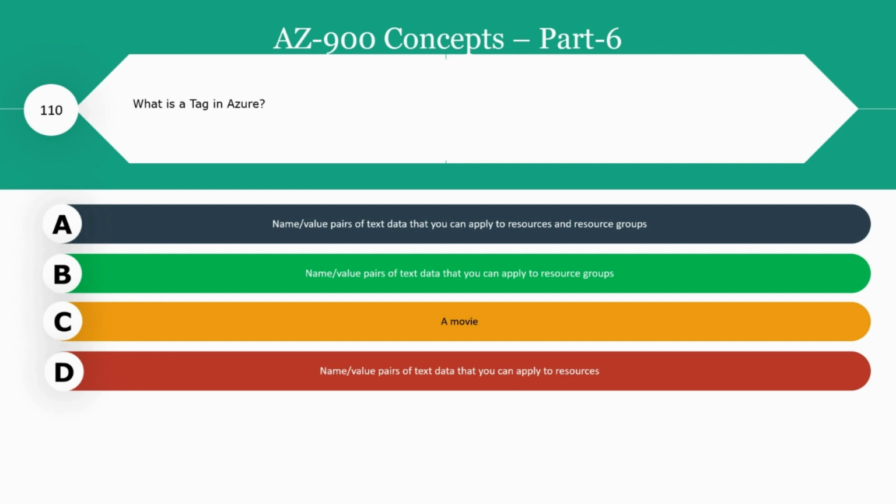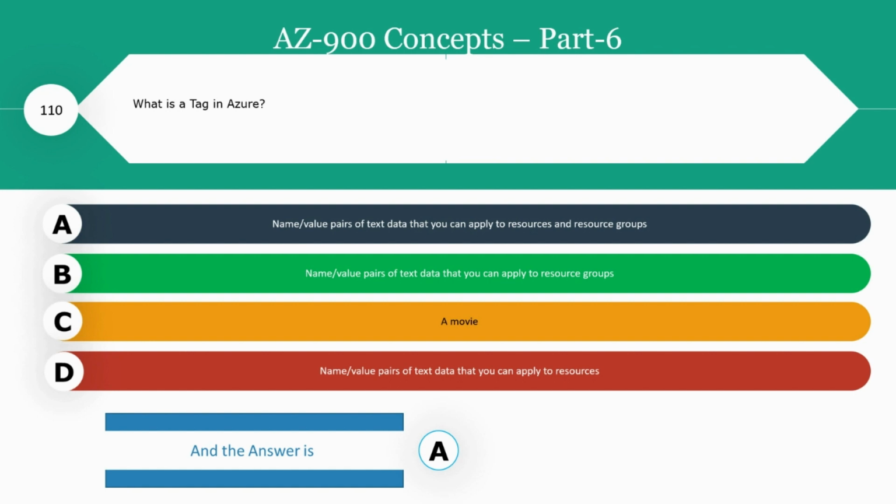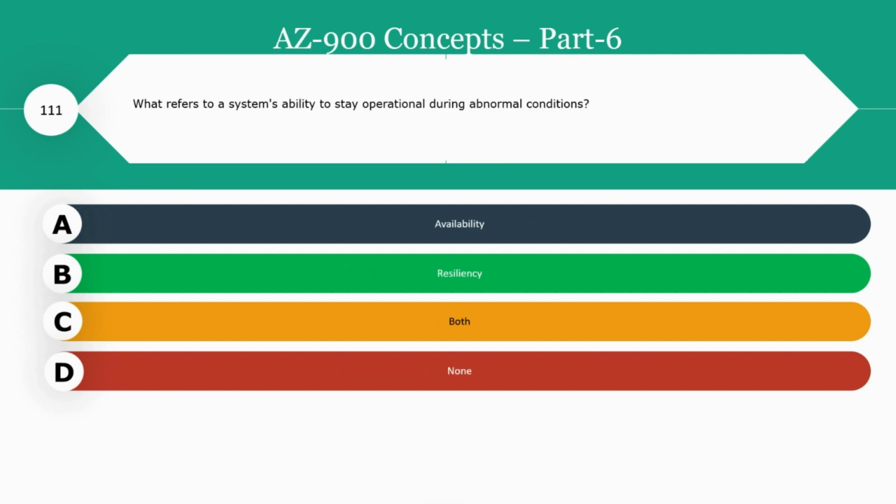Look out, there is a marginal difference between the options. One is talking about name value pair applied to resource group. The other one is talking about name value pair applied to the resources. Whereas option A refers to both the cases, and so option A is the right answer. While creating a resource as well as a resource group, you need to specify the tags, which are a kind of key value pair that is used for various purposes.